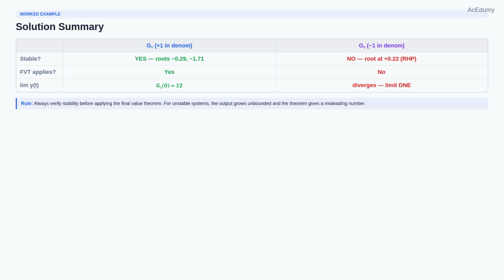Let us summarize. The final value theorem gives y of infinity equal to g of 0 for a step input, but only when g of s is stable. For g1, all denominator coefficients are positive, so g1 is stable. Y of infinity equals g1 of 0 equals 12. For g2, the constant term is negative, so one root is in the right half plane, g2 is unstable. The output diverges, the limit does not exist. Always check stability first, then apply the theorem.